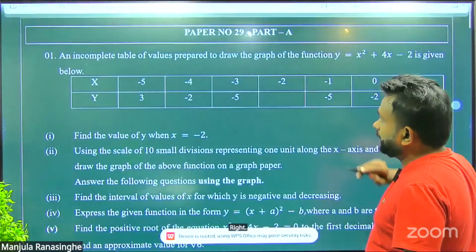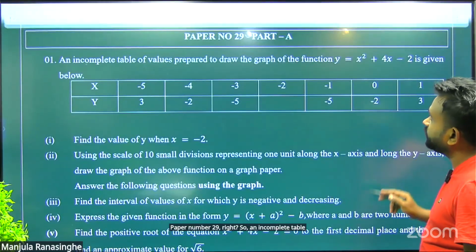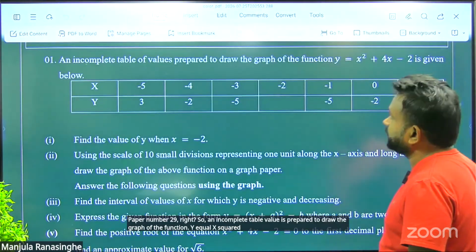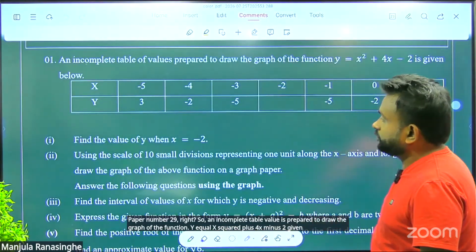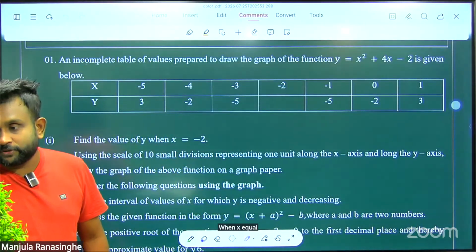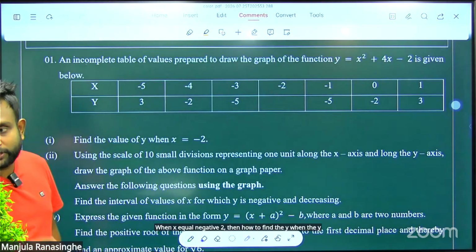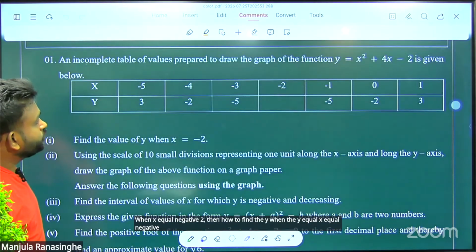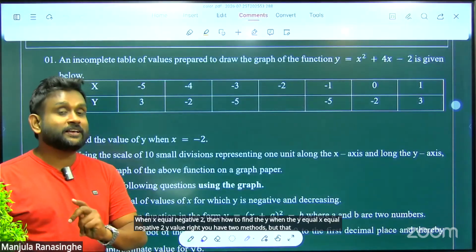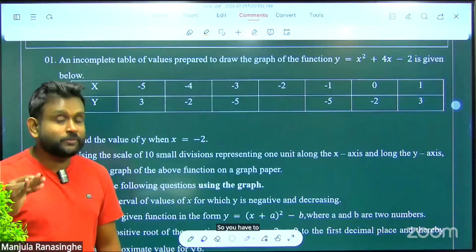Paper number 29. An incomplete table of values is prepared to draw the graph of the function y equals x squared plus 4x minus 2. The first part asks to find the value of y when x equals negative 2. You have two methods, but the other method is not applicable in some cases, and here it is not applicable, so you have to follow the main formal method.